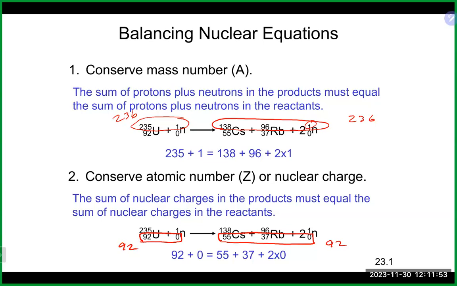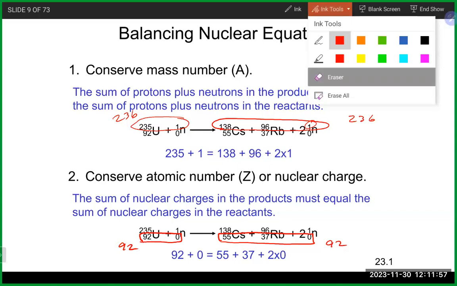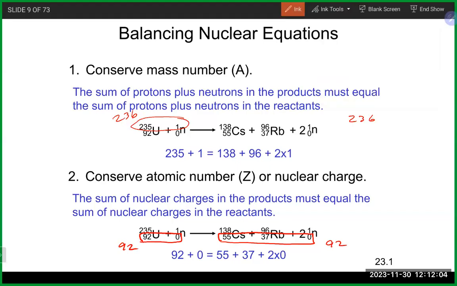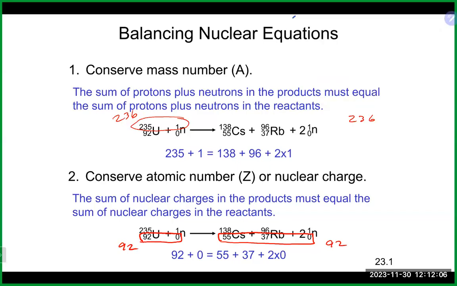In most cases like this, you would probably be missing something. So let's just say we had just the first part of this equation here. We had uranium-235 with atomic number 92 plus a neutron. And we'll go with a 138 there and a 55 and cesium, and a question mark.